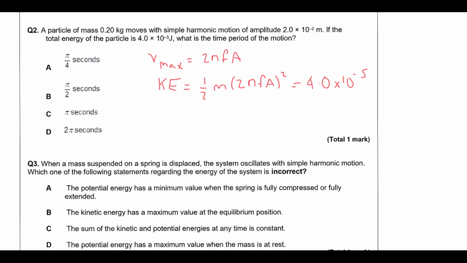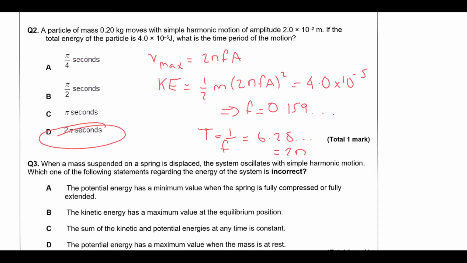4.0 times 10 to the minus 5, times 2 to take the half across, divided by 0.2 takes the mass across, square root, divided by 2, divided by pi, divided by 2 times 10 to the minus 2, gives us a frequency of 0.159. Then remembering that time period is 1 over frequency, let's do 1 over that, and that's 6.28 and so on, which is 2 pi. So that's going to be option D there.